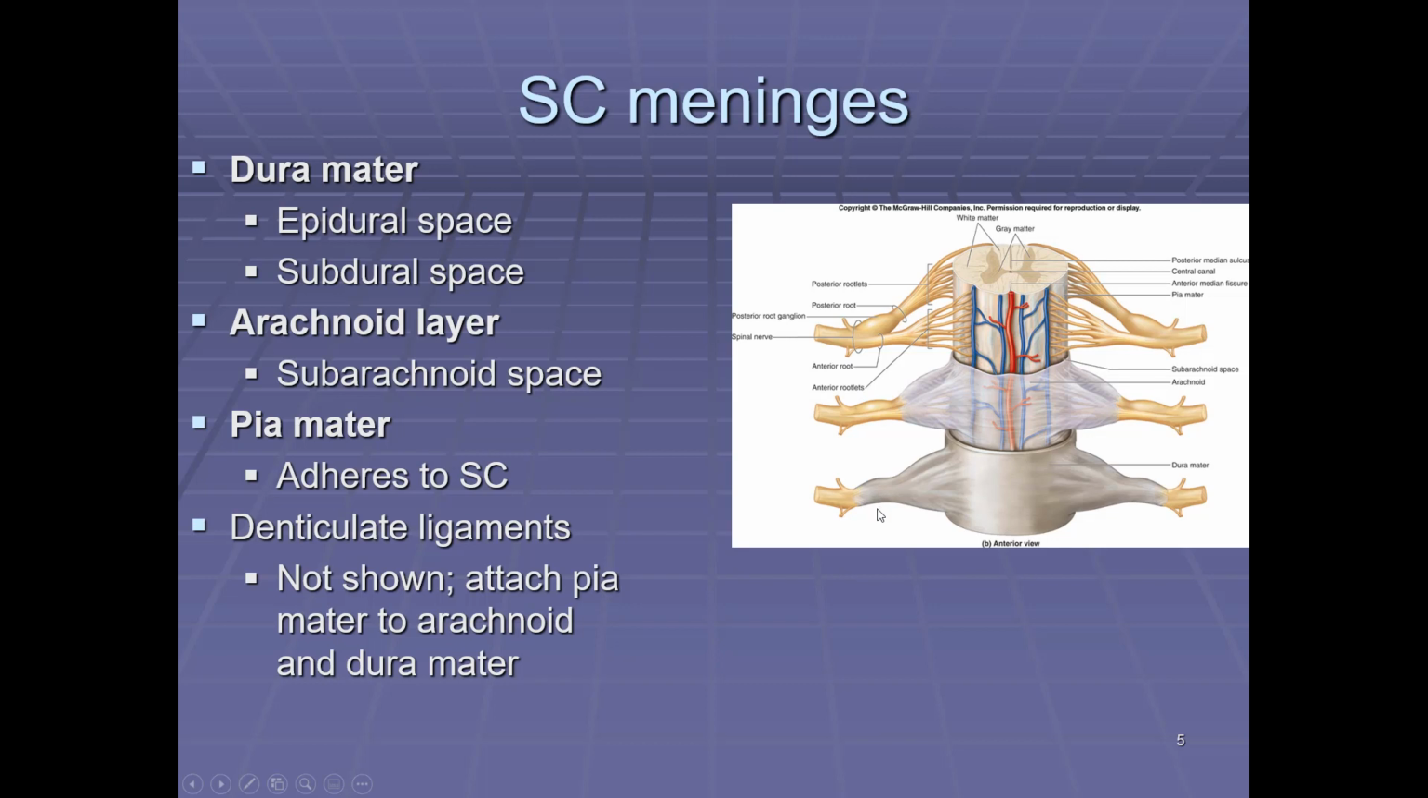There are other ligaments that are not shown in this picture. I'm actually going to show them to you in a lab model that we have. These ligaments are called denticulate ligaments, which adhere the pia mater to the arachnoid layer and other layers of the meninges.